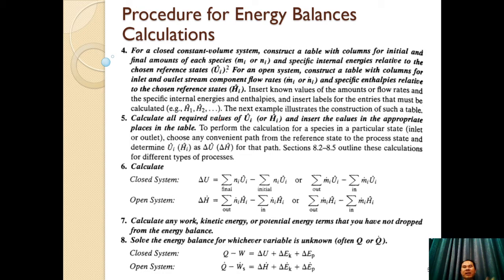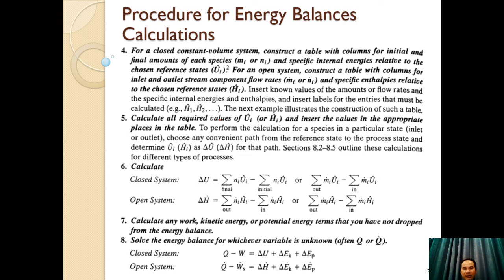In the table, you have the input and output streams, or the initial state and final state. You specify the amount of mass or amount of mole for a closed system, or the mass flow or molar flow for an open system. And then you specify the internal energy for the closed system, or enthalpy for the open system. Then you calculate the required value of internal energy or enthalpy, and insert this value into the table.